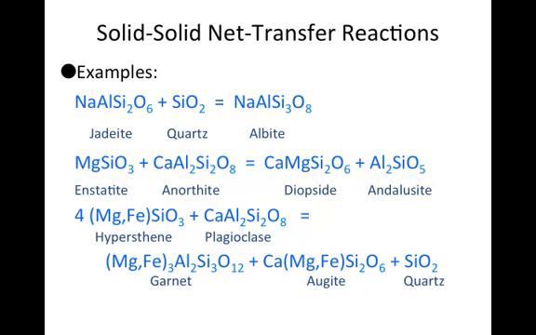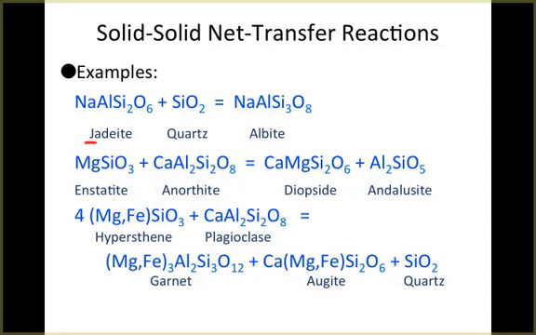These are some examples of solid state reactions, called net transfer reactions, but essentially you're taking ions from some minerals and replacing those minerals and reorganizing those ions into a new mineral. So in the example that I just used of jadeite plus quartz reacting to form albite, you'll see that the sodium and aluminum from the jadeite are combining with the silica in the quartz to form a sodium aluminum silicate, just a different one.